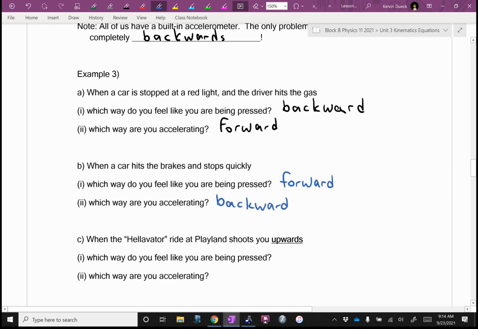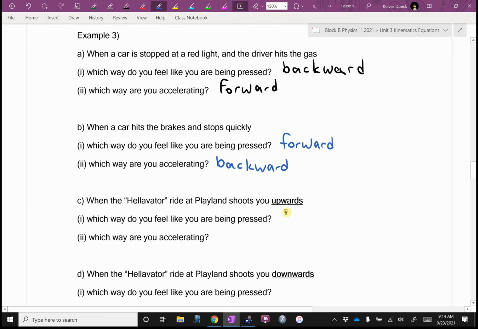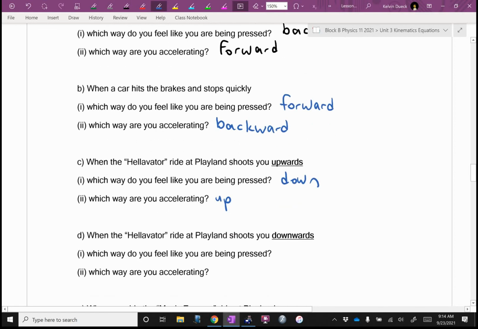How many of you have been on the elevator at Playland before? Okay, those who have been on it. When it shoots you up, which way are you clearly accelerating? Up. But which way do you feel like you're getting pushed? Yeah. Your body can feel acceleration. It just always feels it backwards. Oh, and then when the elevator shoots you downwards, you're clearly accelerating downwards, but which way do you feel like you're getting pressed? You feel like you're about to fly off your seat upwards.